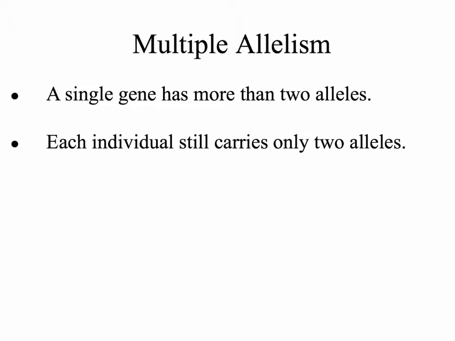In cases of multiple allelism, a single gene may have more than two alleles. Each individual still only carries two alleles because they are diploid. However, we will see more combinations of genotypes and therefore phenotypes because of these additional alleles.